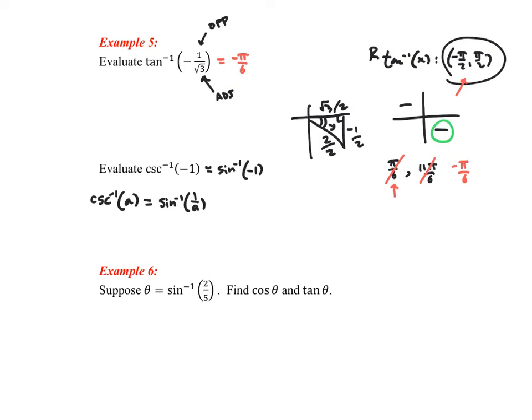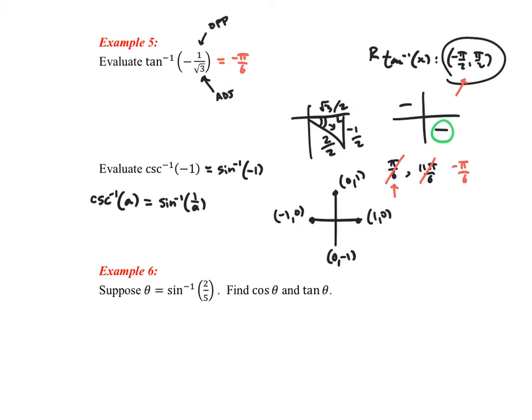So where is the sine negative 1? That's what we're being asked. Well, there's only one place where the sine equals negative 1. If I look at these, they are called quadrantals. This is the point 0, 1. This is the point 1, 0. This is the point 0, negative 1. This is the point negative 1, 0.